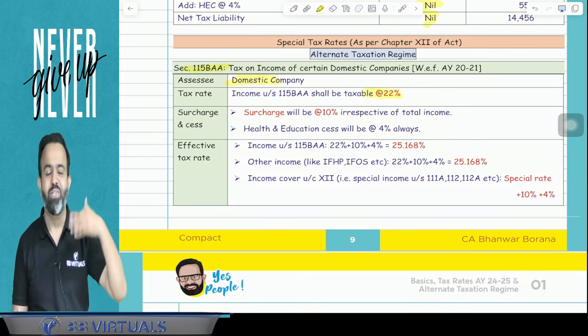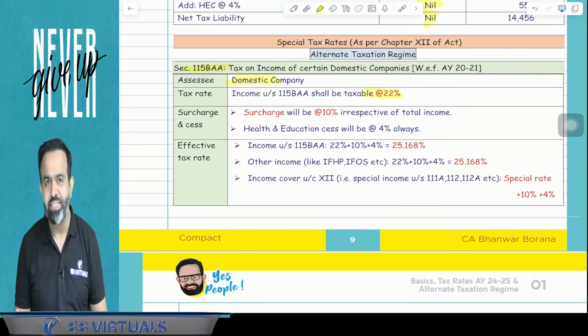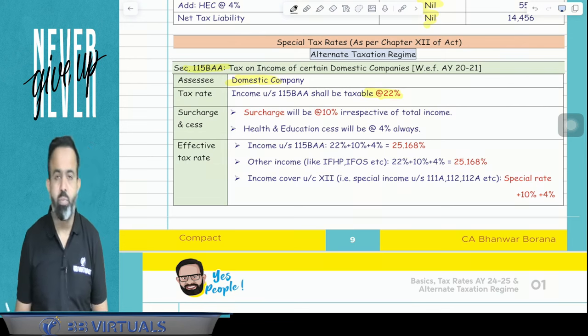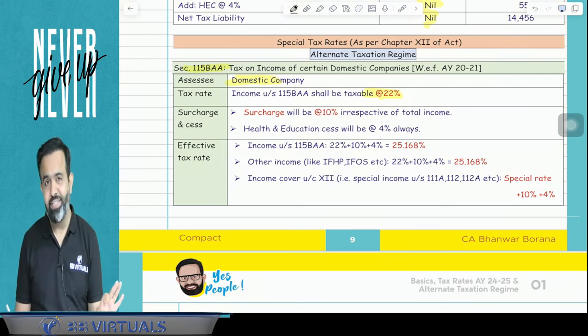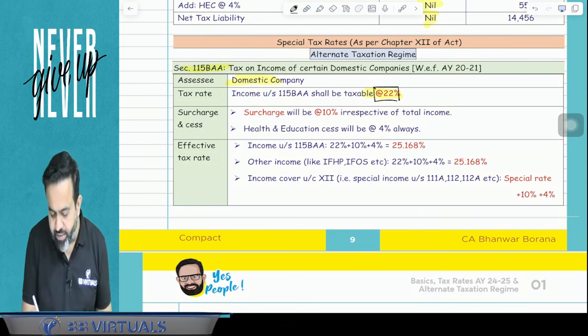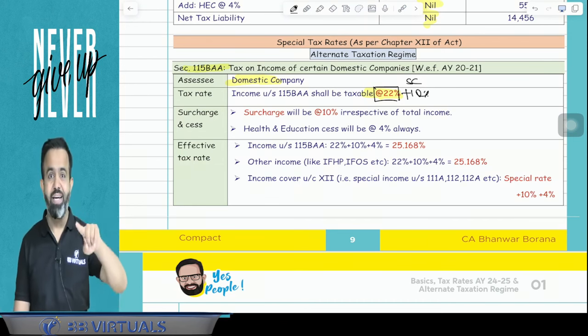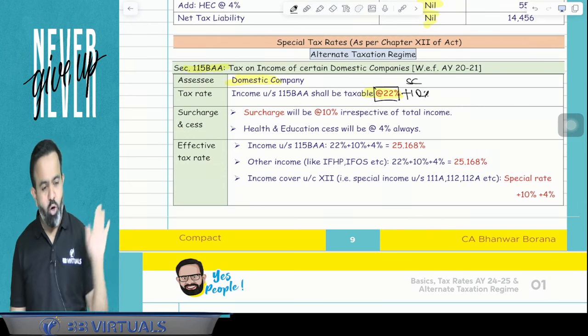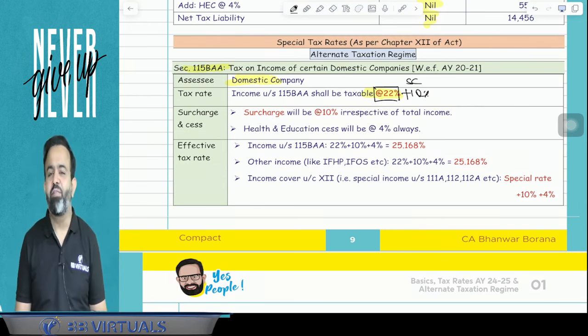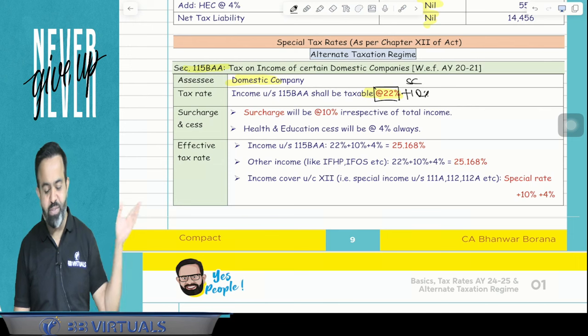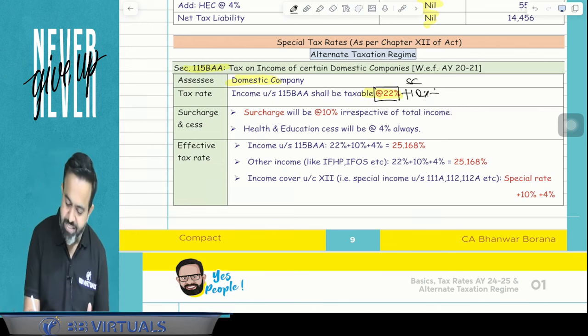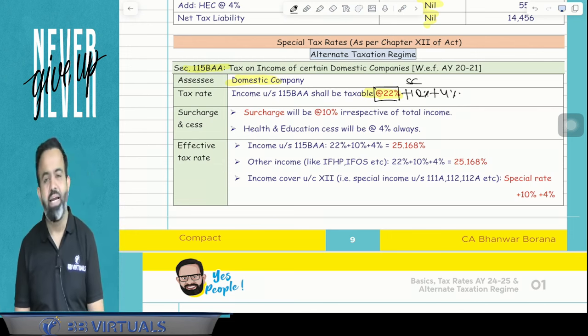Now wow, because normal tax rate is 25%, 30%. Here tax rate is only 22%. But question is, is this 22% a final tax rate, or is it a base tax rate? Right answer is, guys, this 22% tax rate will be increased by 10% surcharge. Now, sir, surcharge depends on the total income, no? But guys, here surcharge is always applicable. Irrespective of your total income, even if your total income is 100 rupees, then also surcharge is applicable at 10%. And health and education cess is applicable at the rate of 4%.